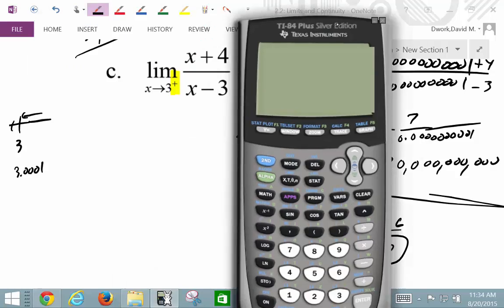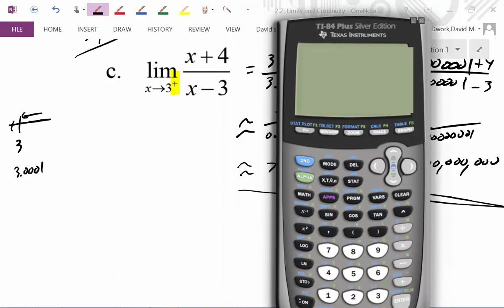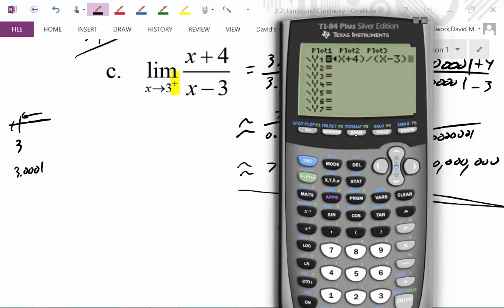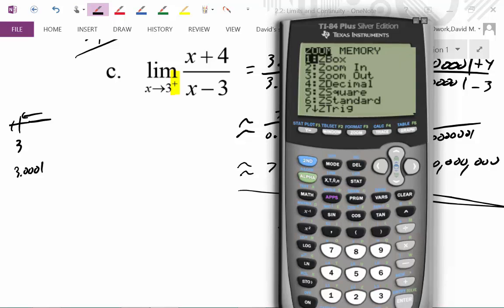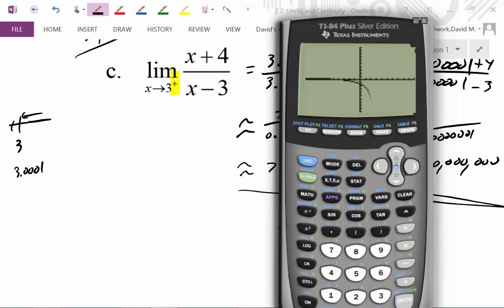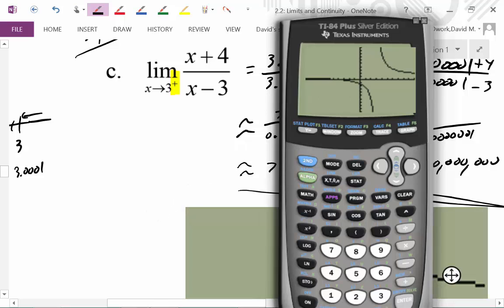Let's verify that in the calculator. All right, so let's go ahead and turn our calculators on, go into y equals, and clear everything out. Don't forget parentheses around your numerator and your denominator. So I'm going to do x plus 4 divided by x minus 3. And I'll just do a standard window, so I'm going to go zoom 6. And there we go. That's exactly what I wanted to see.